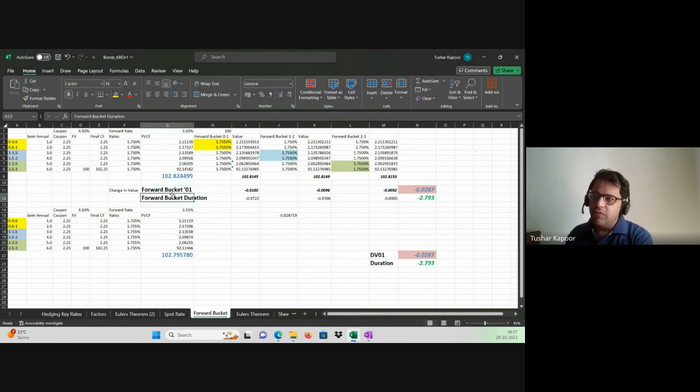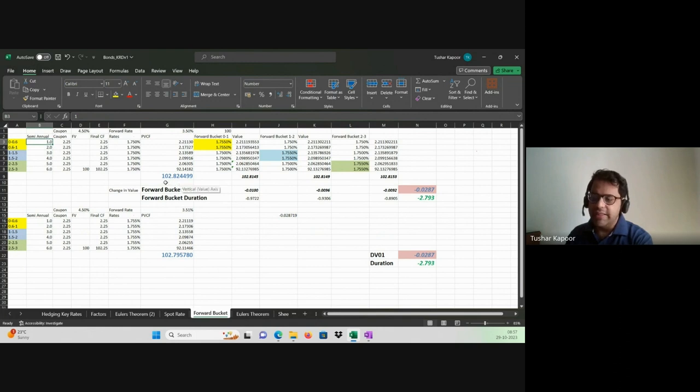So here he's calling it forward rate, but if I change the header to spot rates and take these as spot rates, I think the answer and everything is going to remain the same, except for the fact that now I'm going to start calling it DV01. Okay, that is where you need to pay attention.